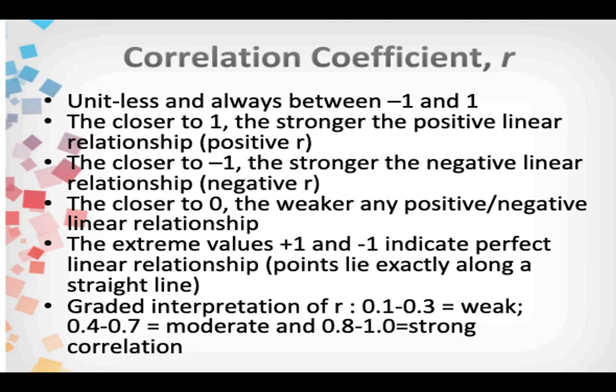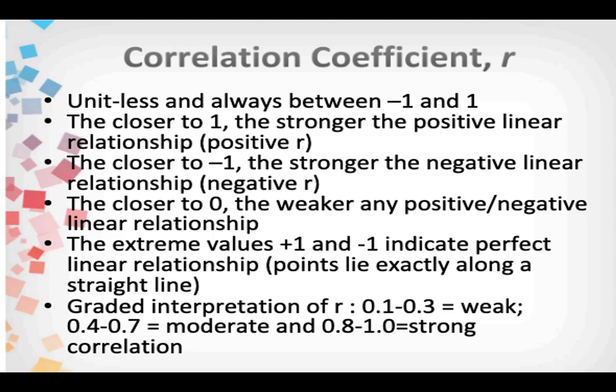What will the correlation coefficient value be? It will always be between minus 1 and 1. The closer to 1, the stronger the positive linear relationship, and the closer to minus 1, the stronger the negative linear relationship. If it is closer to 0, the relationship, positive or negative, is weaker, because 0 is the middle point between 1 and minus 1. The extreme values of plus 1 and minus 1 indicate a perfect linear relationship.